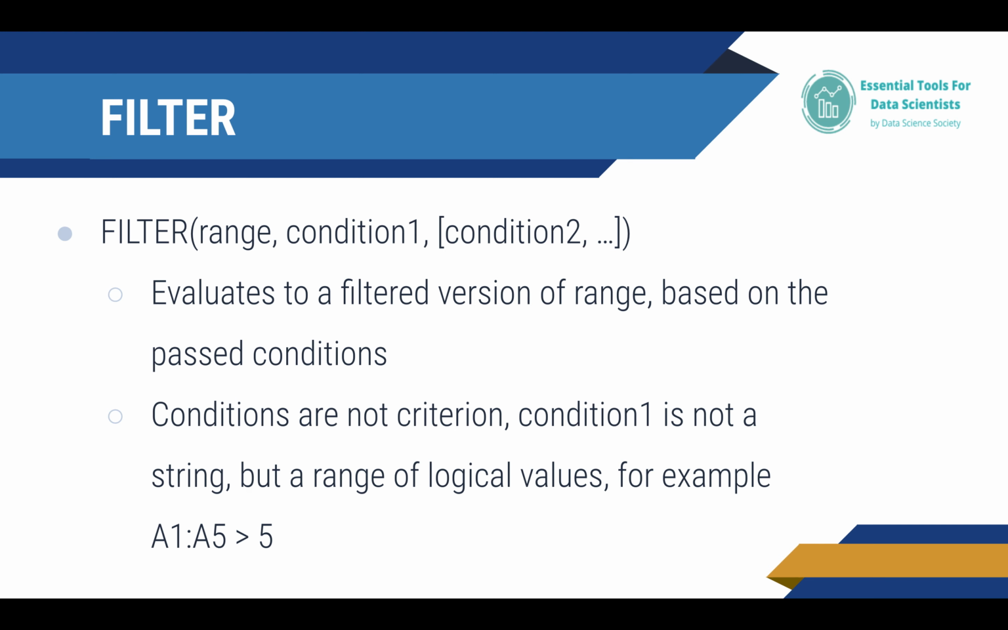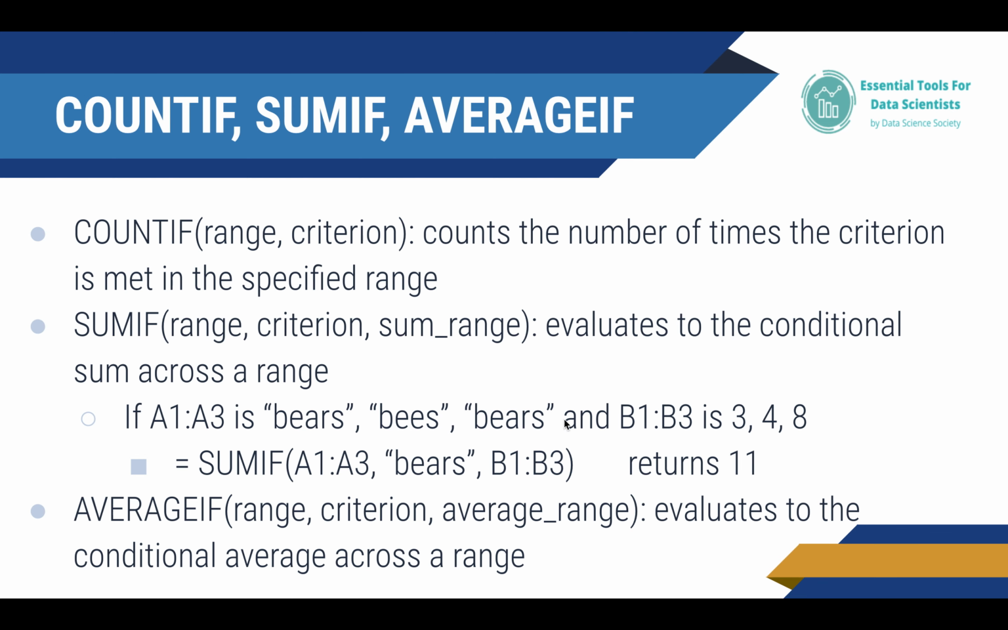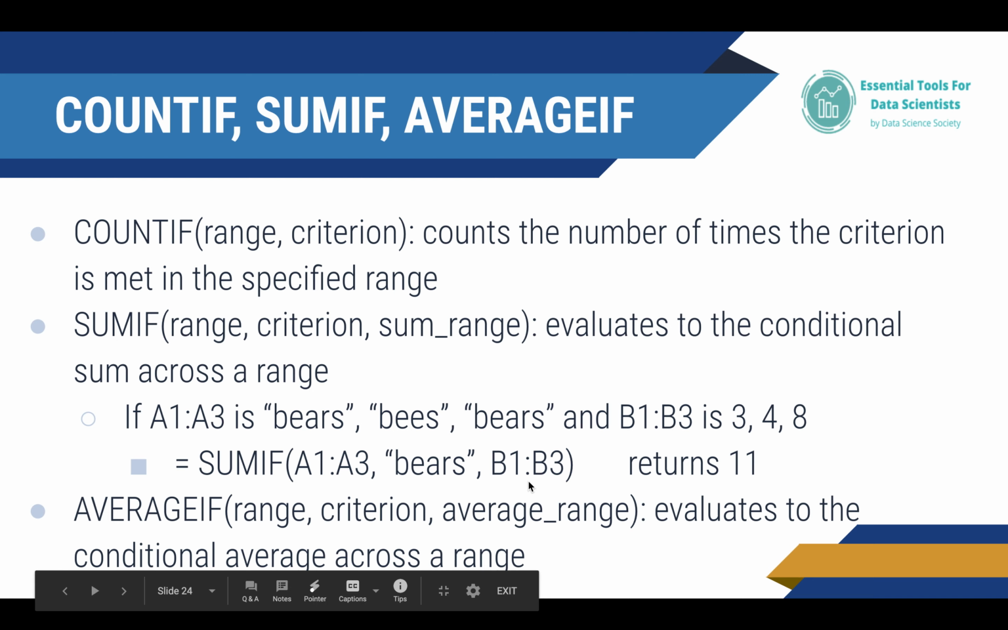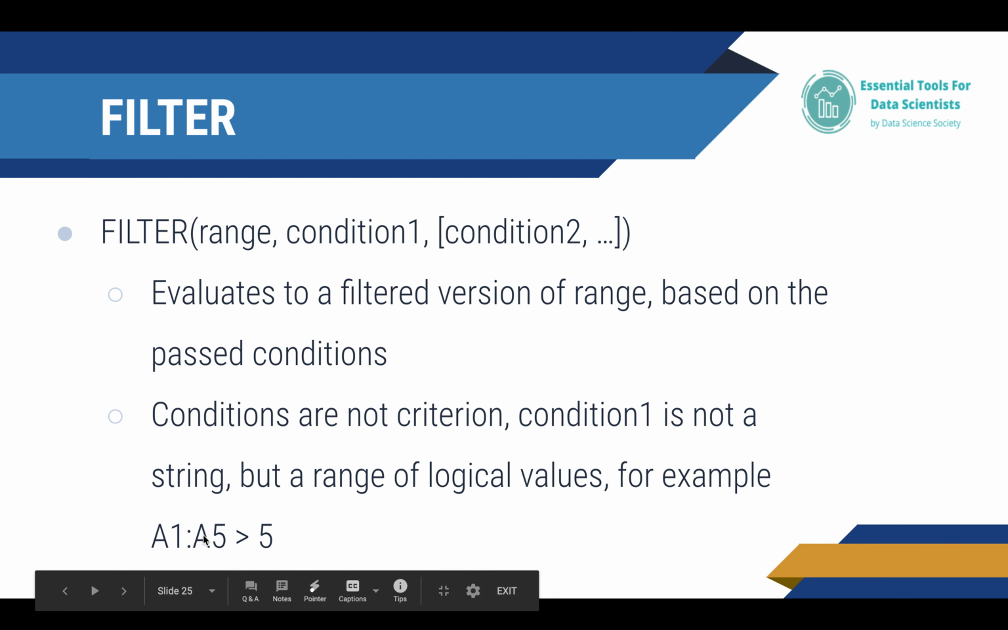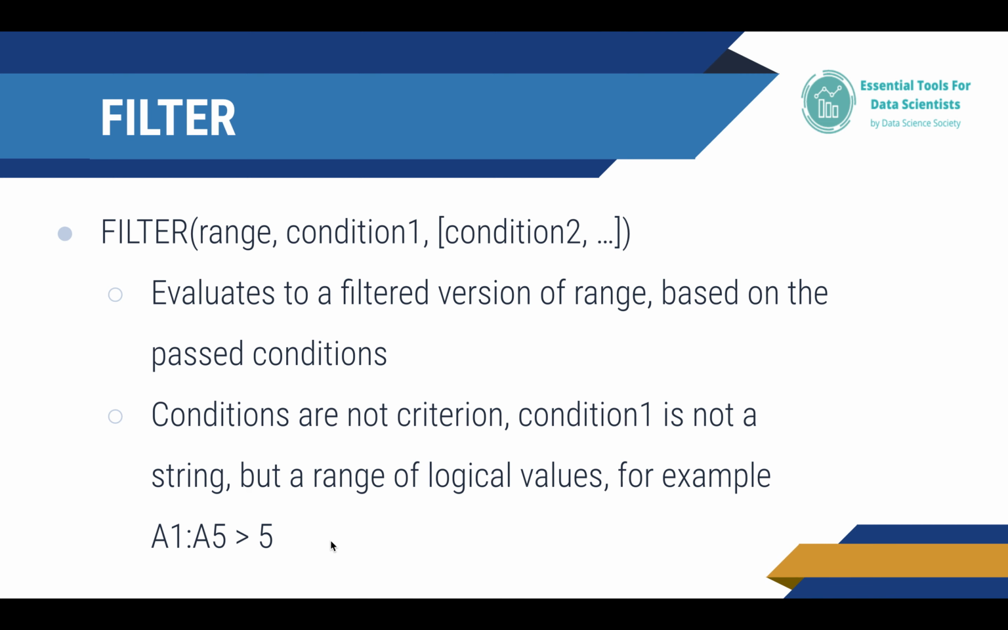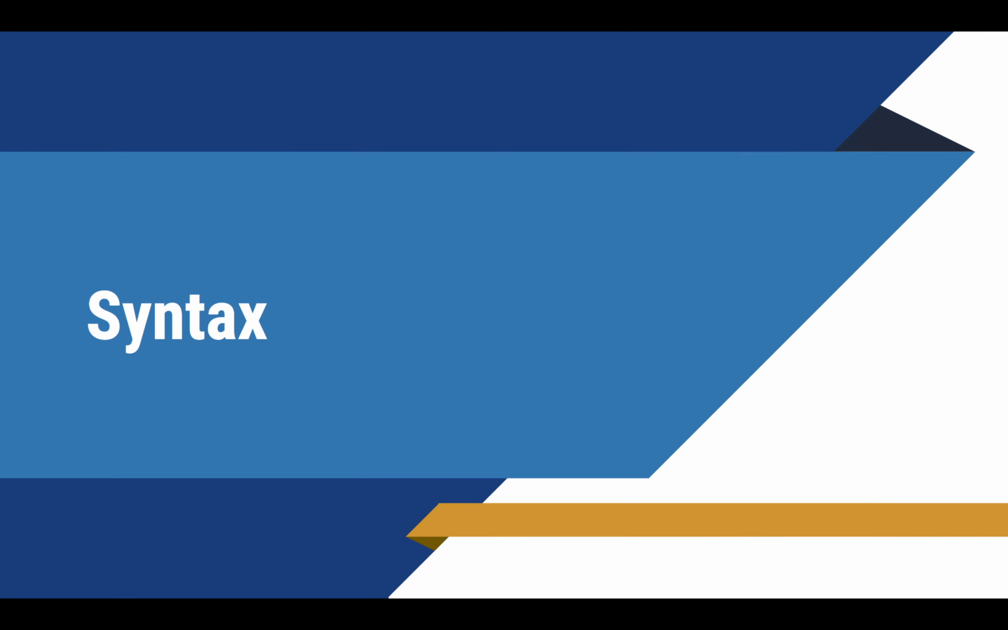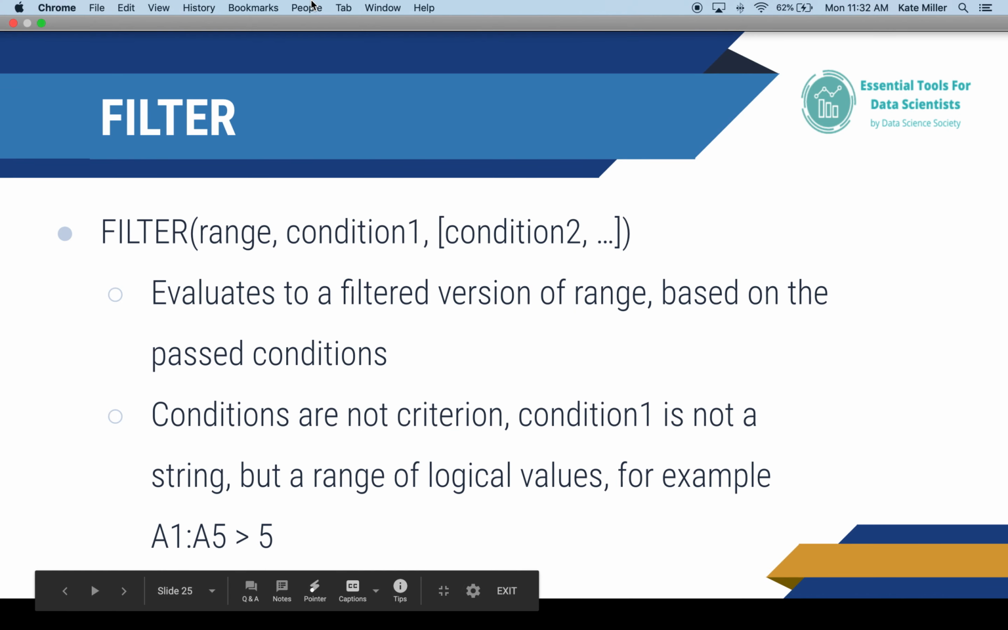The thing to realize here is that a condition is different than a criterion. If we go back, I set my criterion equal to bears for this sum if. That's not going to fly. A condition would be more like a logical. So something like greater than 5 was my example here. So A1 through A5 might be our range, and greater than 5 is my condition. So we're going to filter the range based on that condition. Alrighty, I think that is my last function.